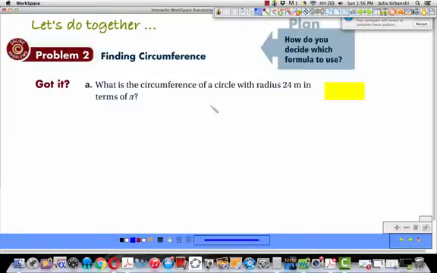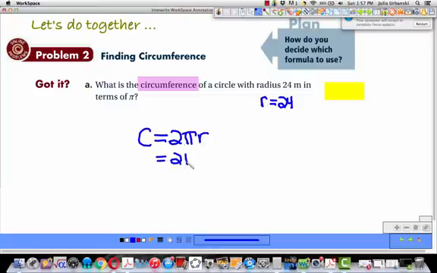So what is the circumference of a circle that has a radius 24 in terms of pi? So we don't really need to draw this circle. You can, but they already told us that the radius is 24, and they want to know the circumference. So we're going to say circumference equals 2 pi r. That's 2 times pi times radius 24. So all we have to do is 2 times pi times 24.